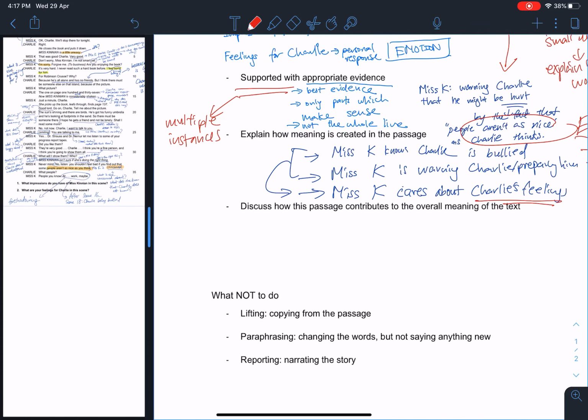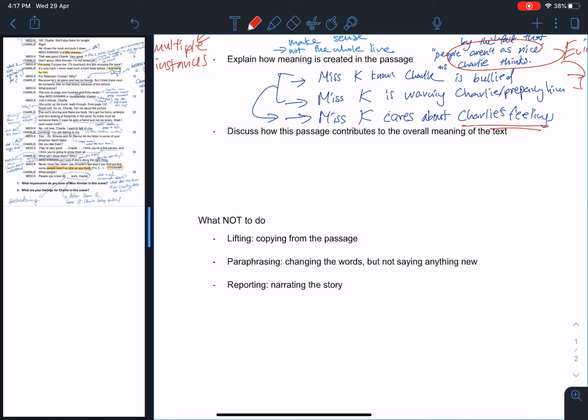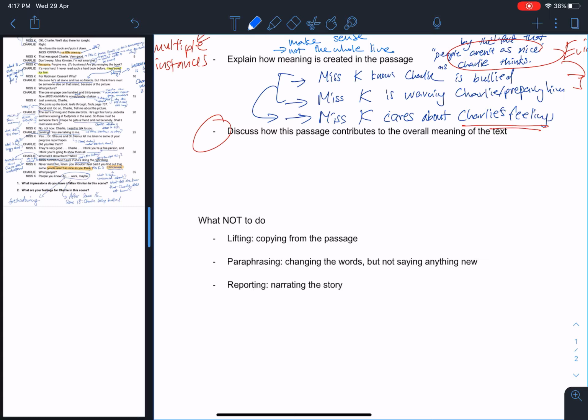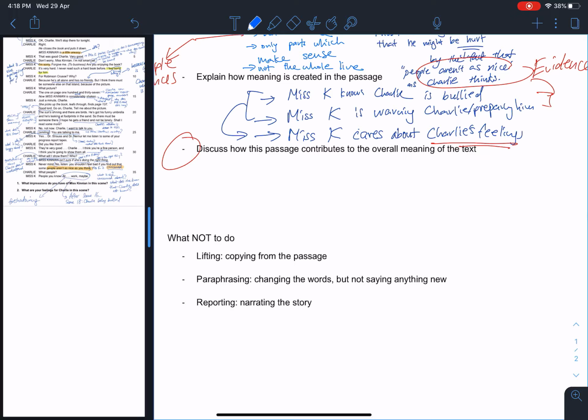All right. So now, this is something that might be a bit new. For those of you who want to push yourself a bit more, you want to stretch yourself and make sure that what you're doing is really the best you can. What you want to do is to tell me how this contributes to the overall meaning of the text. So now I know that Miss Kenya is caring.